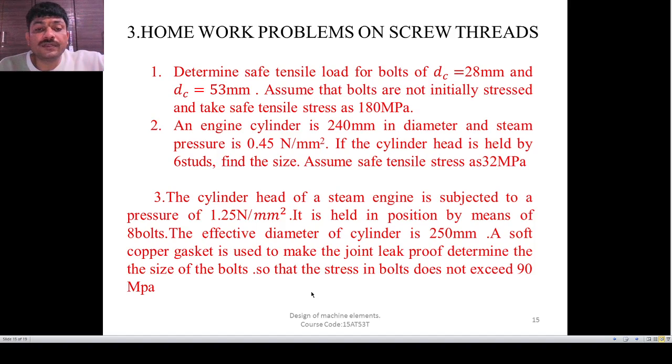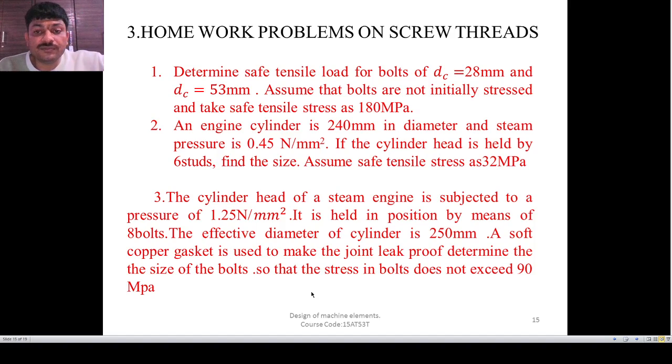From the area and pressure you get the total load or force acting on the cylinder. So from that, once again, you can use P = (pi/4) dc² σt n. From that equation you can find the value of dc², once again assuming the coarse thread, and proceed in the same manner. Similarly, we take down the third one.